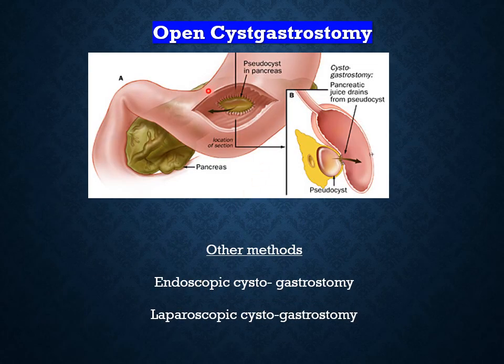Okay, this is how it's done. This is the stomach. The anterior wall is opened up. Inside is the posterior wall, and the yellowish color at the back is the cyst, the contents of the pseudocyst. So what you do is you open the posterior wall of the stomach and create a fistula. Cystogastrostomy. So the contents drain into the stomach, and then when the pressure becomes negative, this will seal by itself. So this is known as an open cystogastrostomy.